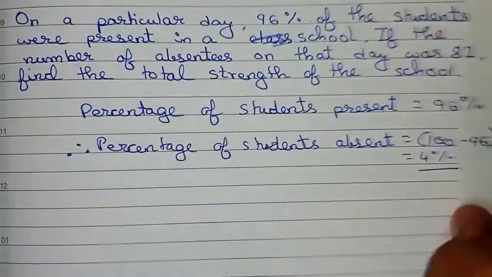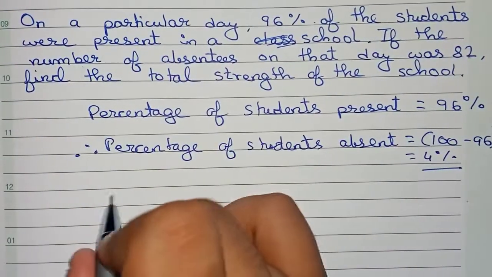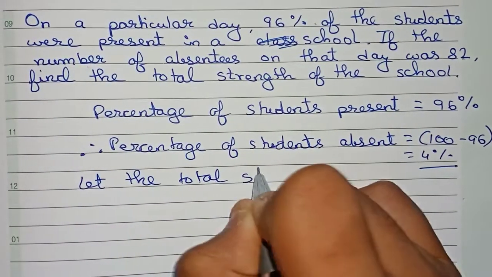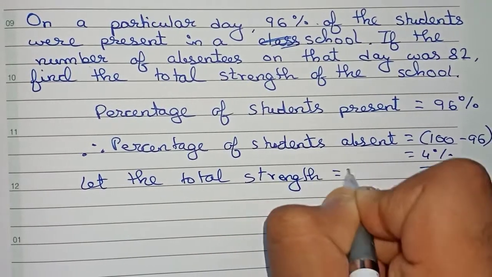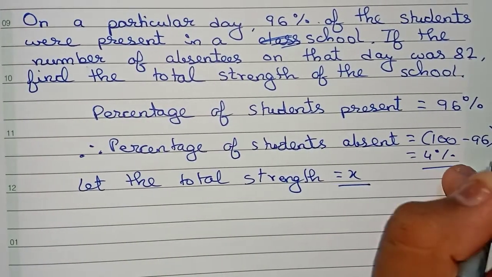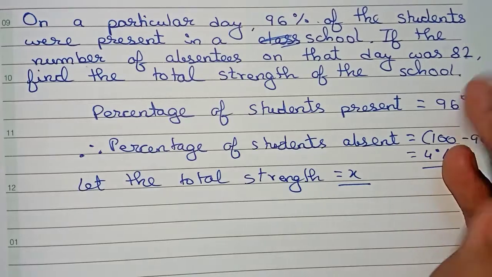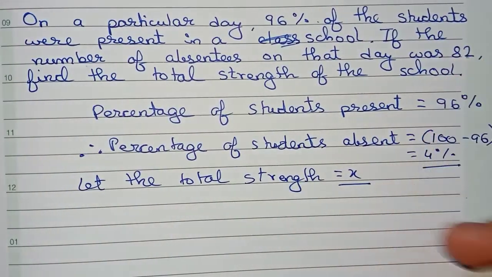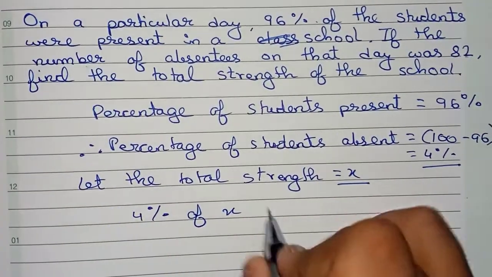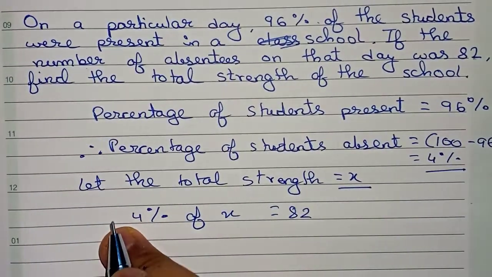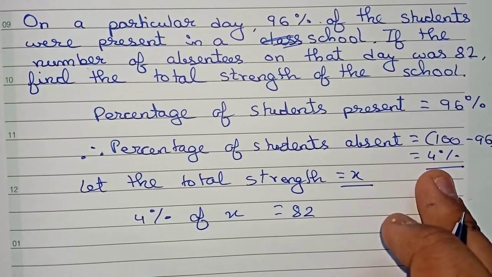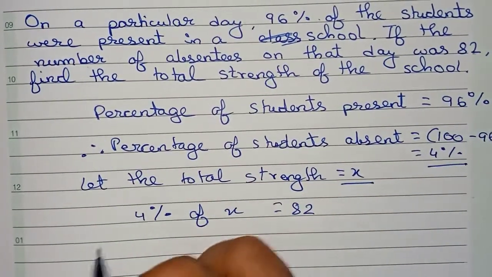Now I have to find out the total strength of the school. For that we first write: let the total strength equal x. So we take the total strength as x. Now we know that 4% of students were absent, and in the question it is also given that 82 students were absent, that means 4% is equal to 82. So we frame the equation like this: 4% of x, the total strength, equals 82, because 4% is the number of students who were absent. Now solve this equation.